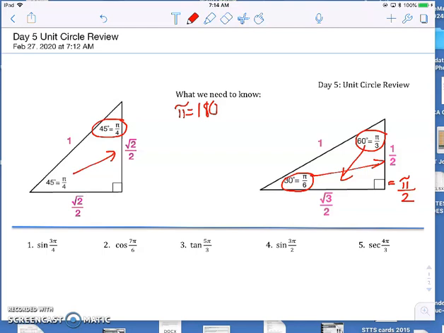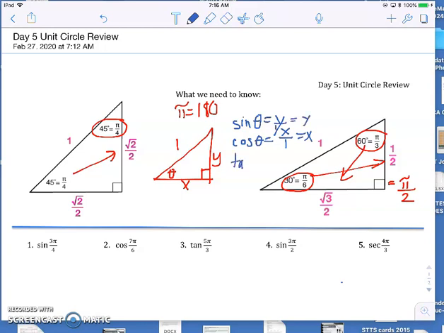So the other thing we need to remember is in any triangle, if we were to draw it, theta, we have x, y, and 1. Our sine of theta, opposite over hypotenuse, y over 1 is y. Our cosine of theta, so CAH, adjacent over hypotenuse, so x over 1, which is just x. And then our tangent of theta, opposite over adjacent, y over x.